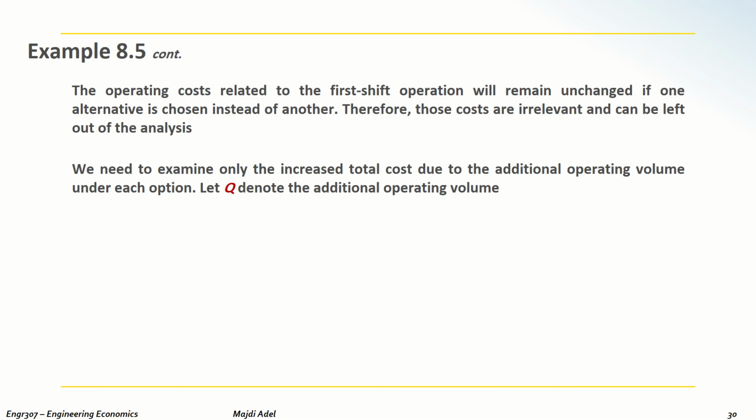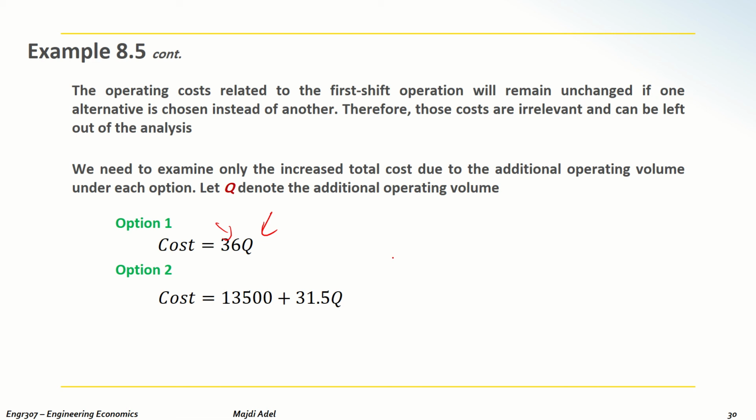So let's say Q represents the additional volume, the extra quantity that I want to produce. Okay? For the first option, the cost is the cost per unit multiplied by the volume index Q. For the second option, it's going to be the cost per unit multiplied by the volume index plus the fixed cost of the second shift.